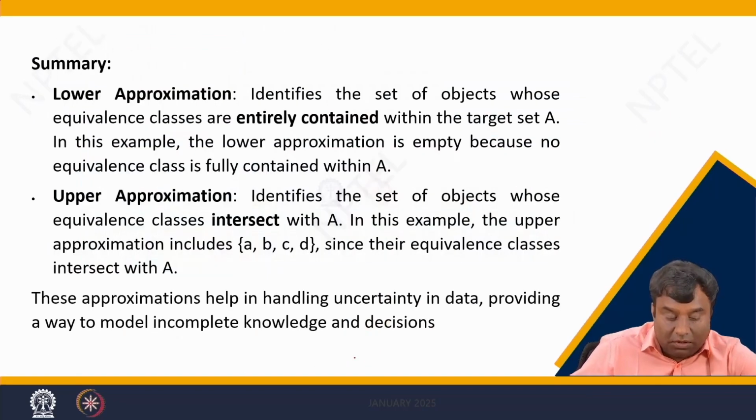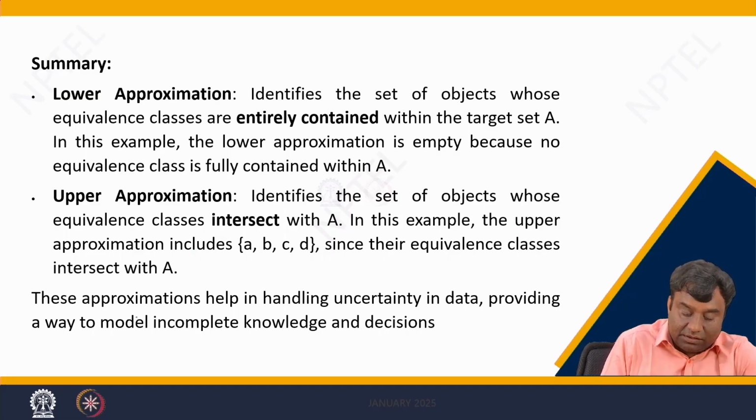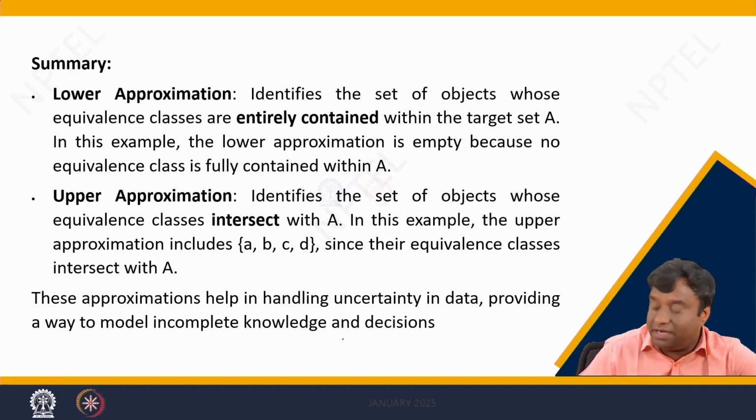So now the summary. For the lower approximation, identify the set of objects whose equivalence classes are entirely contained within the target set A. In this example, the lower approximation is empty because no equivalence class is fully contained within A. The upper approximation identifies the set of objects whose equivalence classes intersect with A. In this example, the upper approximation includes A, B, C, D since the equivalence classes intersect with the target set. These approximations help in handling uncertainty in data, providing a way to model incomplete knowledge and decisions.